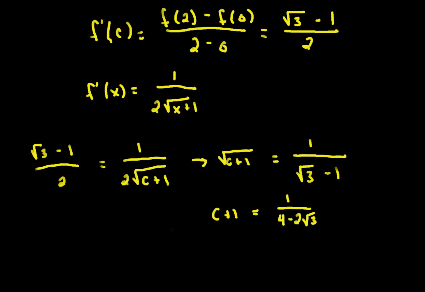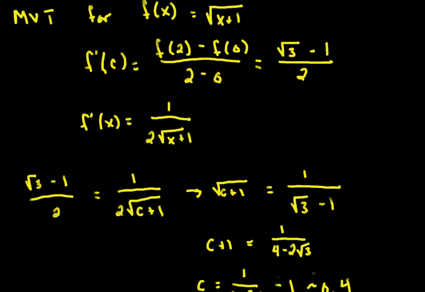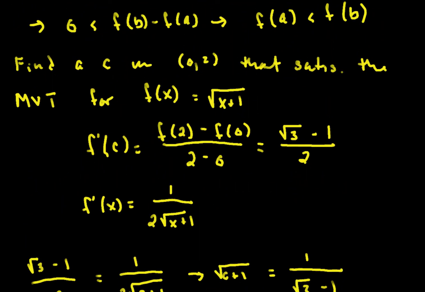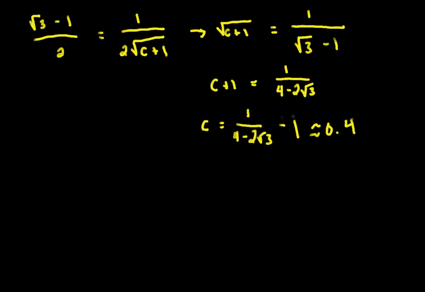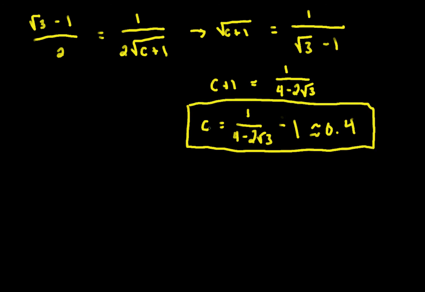And so c has to be equal to 1 over 4 minus 2 root 3 minus 1. And that's what it's equal to. Now, we can put this in the calculator, and this is approximately 0.4. But that's not necessary. This is just kind of a sanity check. Is that number in our interval? And sure enough, 0.4 is definitely between 0 and 2. So this is the value of c that satisfies the mean value theorem.